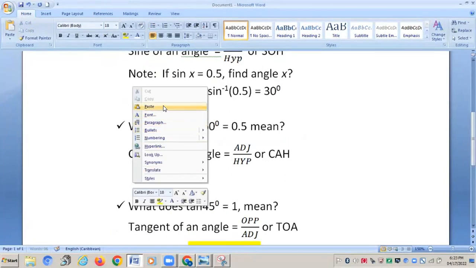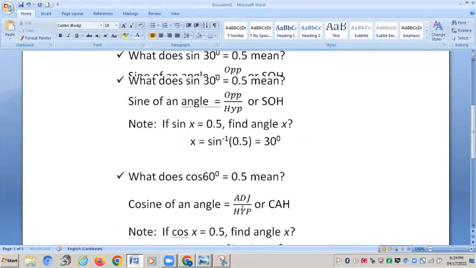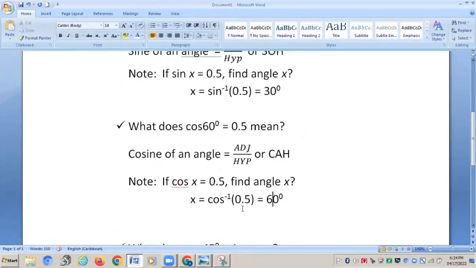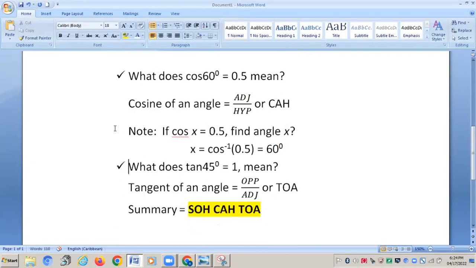So for this one, if you're not getting it... Oh, put in the 0.5. Yeah, man. Cos. Let's put in the 60. Oh yes, I get the 60. Right. And do the same thing for tan.